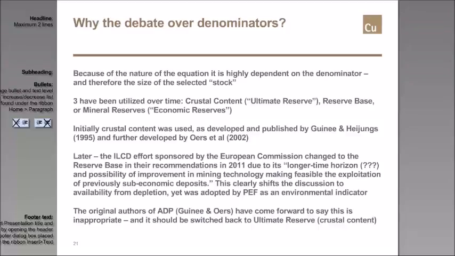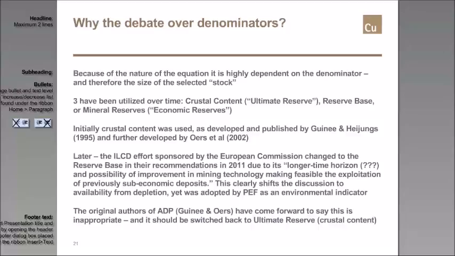Next, reserve base has been used in the life cycle community. Reserve base numbers are published by the USGS, or used to be published by the USGS until about 7 years ago, and that's essentially the global reserves that are available. Then there's mineral reserves, which are those deemed to be active, in-play reserves in the world market currently.